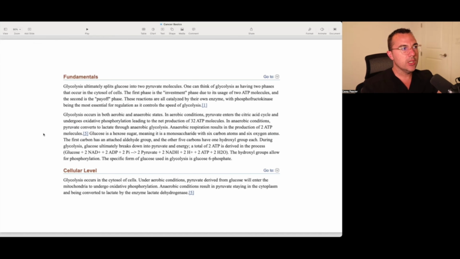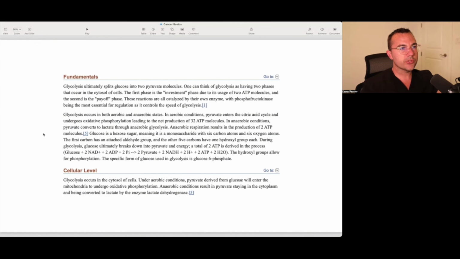During glycolysis, glucose ultimately breaks down into pyruvate and energy. A total of 2 ATP is derived in the process: glucose + 2 NAD+ + 2 ADP + 2 Pi (inorganic phosphate) = 2 pyruvate + 2 NADH + 2 H+ + 2 ATP + 2 water molecules.